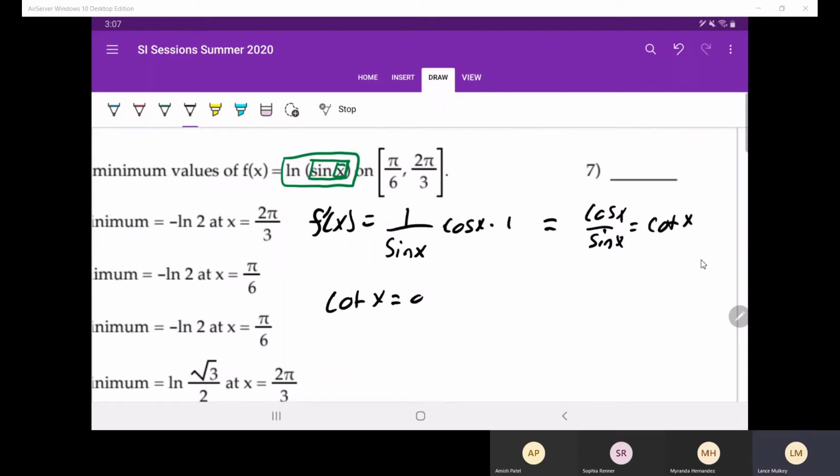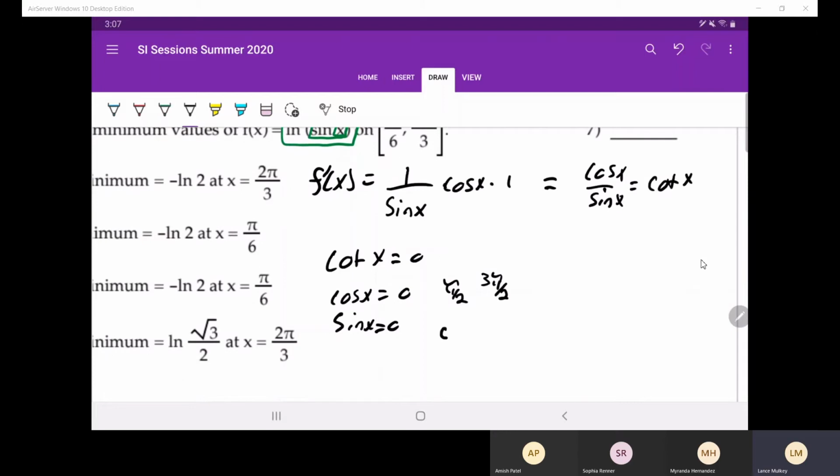Oh, that's fun. So what this is saying is, when does cosine, since cosine is on top, and sine, because remember, whenever it's a critical point, whenever the derivative is undefined or equals 0. So cosine of x equals 0 at pi over 2 and 3 pi over 2. Sine x equals 0 at 0 and pi.